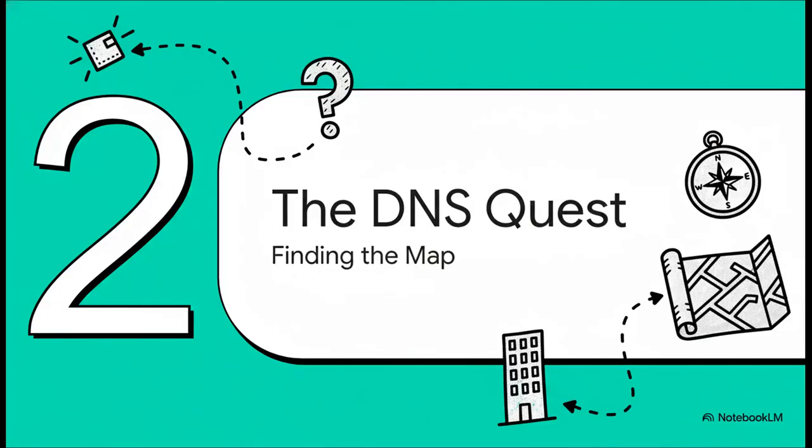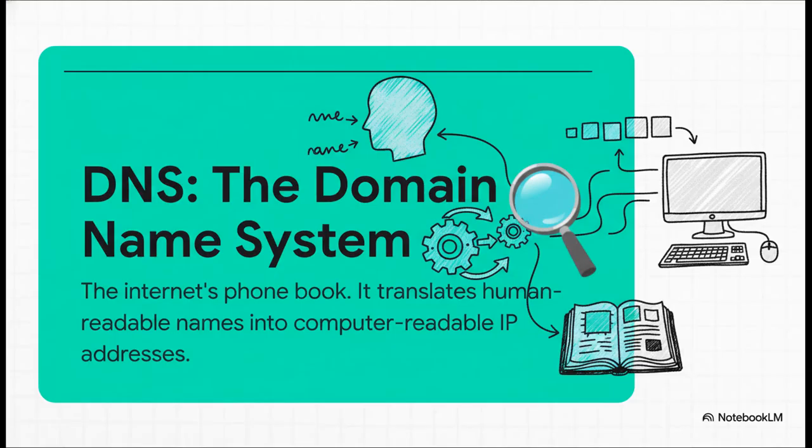Okay, so our packet is ready to go, but it hits its first snag. It knows the name of where it's going, google.com, but it has no idea what the actual physical address is. It needs a map. And to get that map, it has to go on its first little side quest, the DNS quest. So, what is DNS?